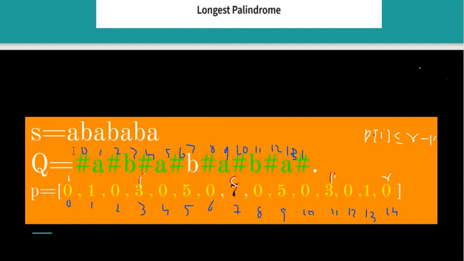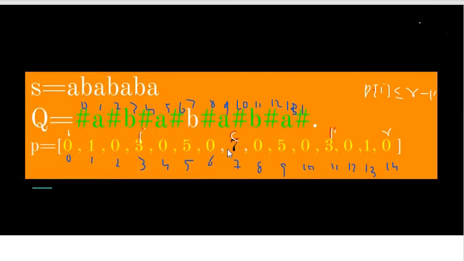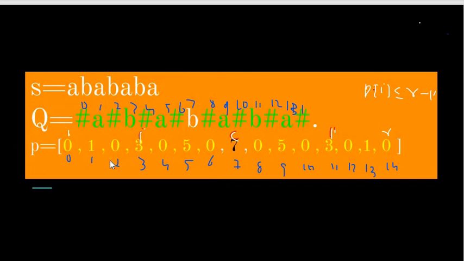Let's take an example to understand this algorithm. Let's consider a string as this. First we need to convert this string by inserting a special character. Here I am using hash as the character. Here the blue values indicate indexing, and then we create an array or a list of size 2n plus 1, where n is the length of the string.